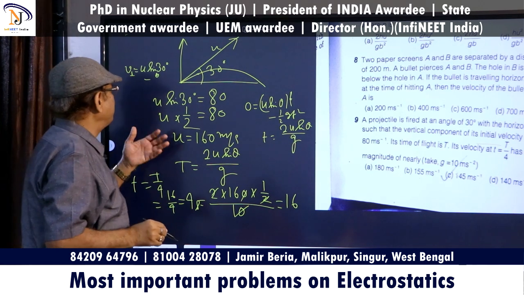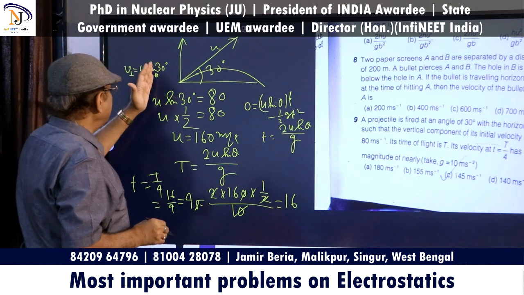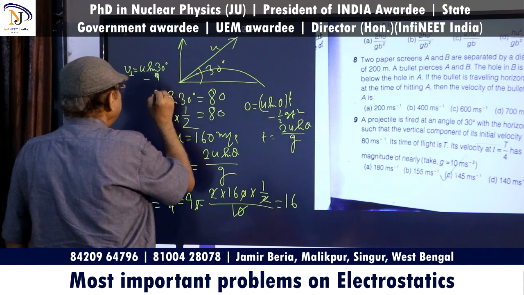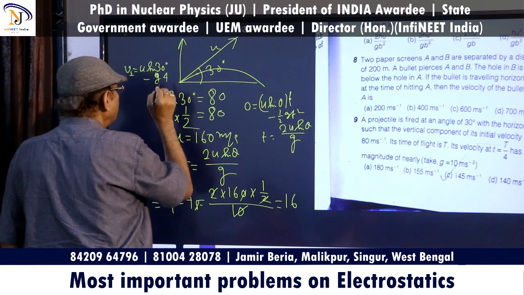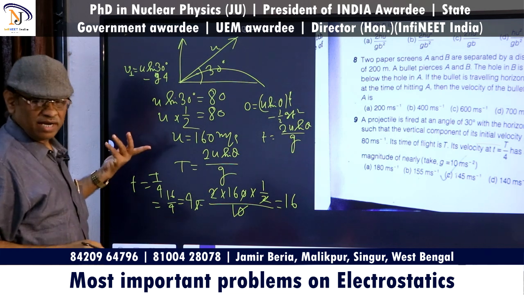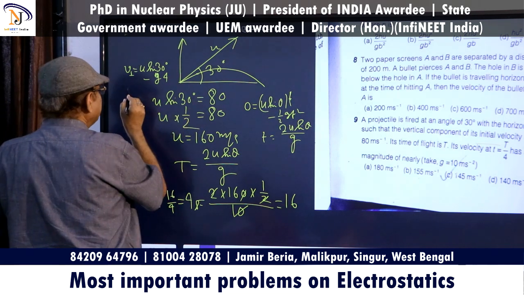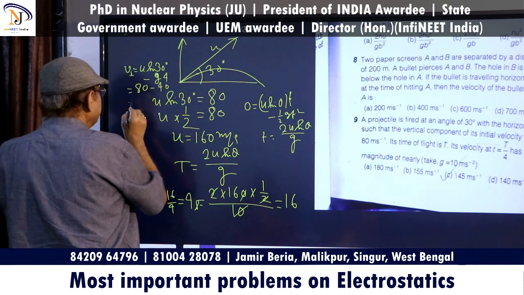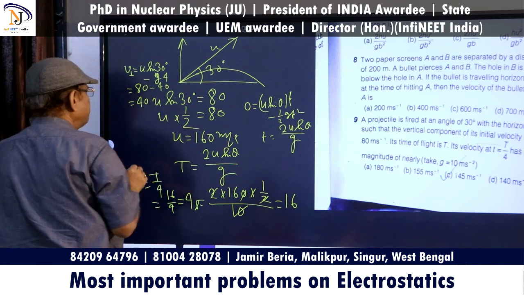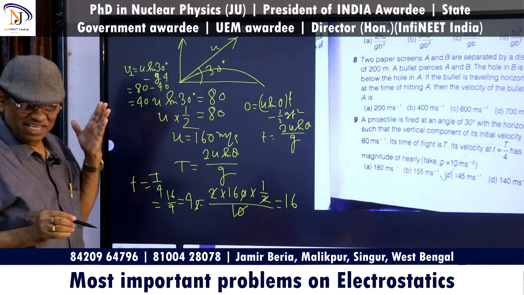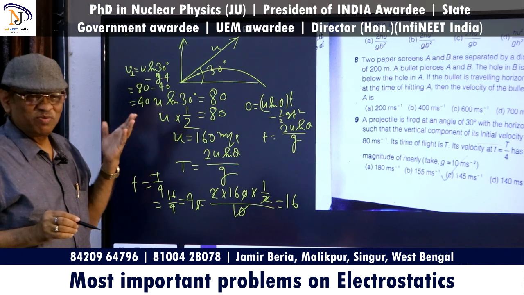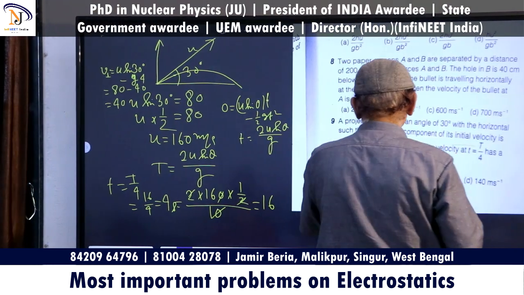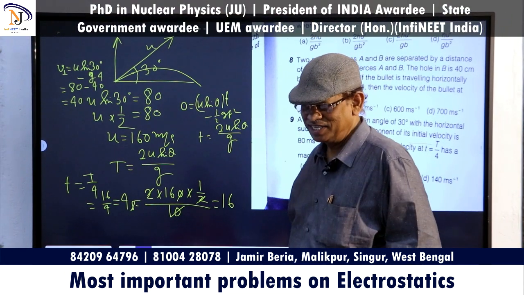What is the velocity at this point? Velocity at this point, that is u sine theta minus g into t. T is given, T means 4. Am I clear? Then u sine theta means 80 minus 40. That means 40 is the vertical velocity. Mostly people will find this as a result. Just you see, there is no option which matches with this.